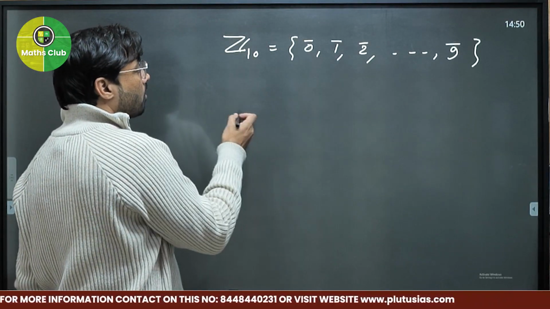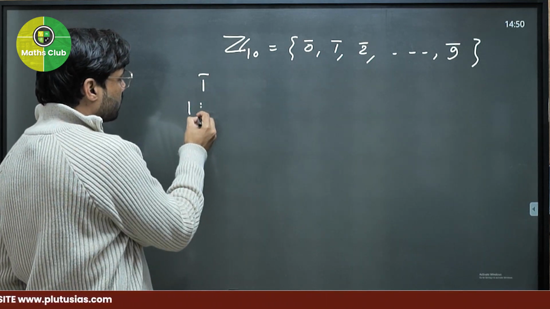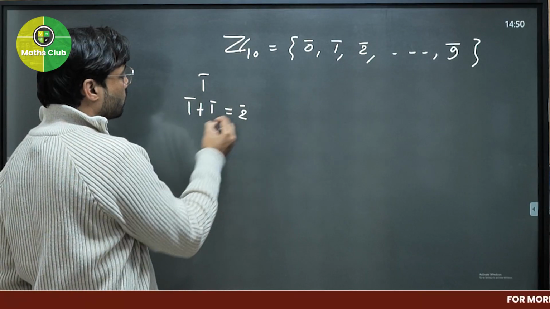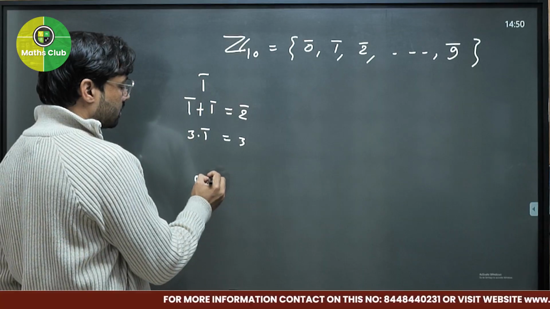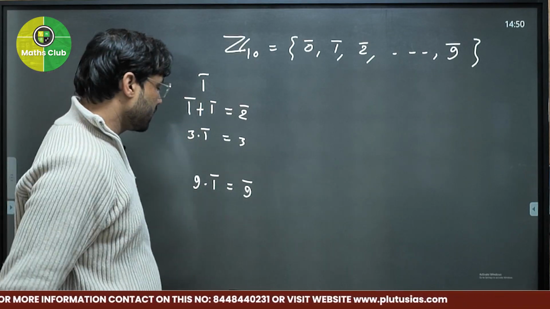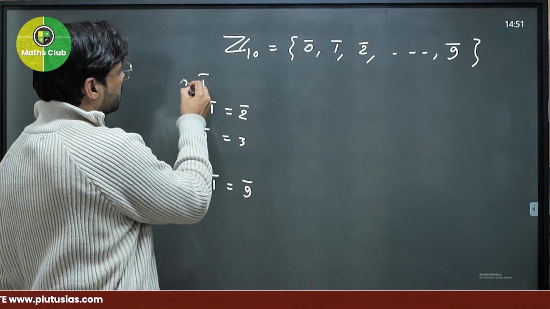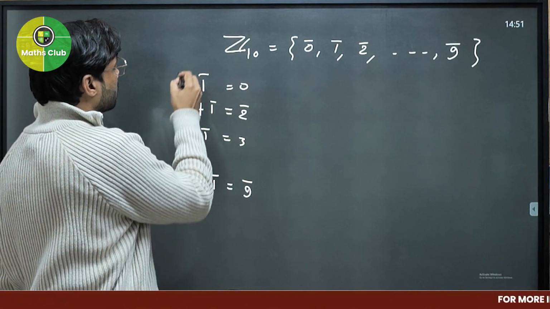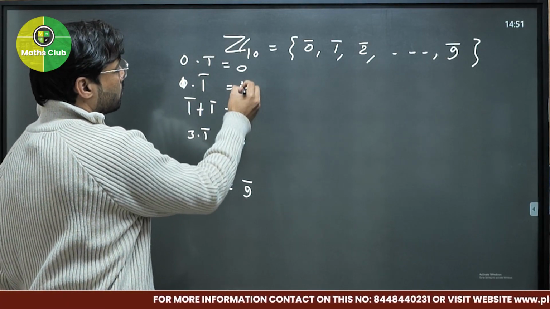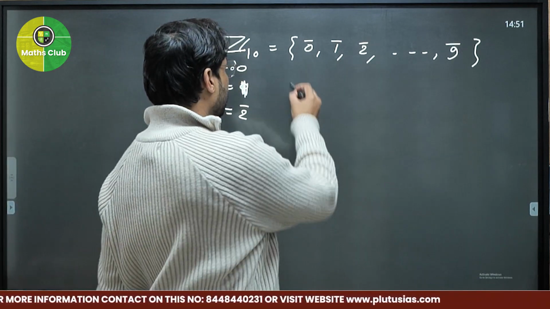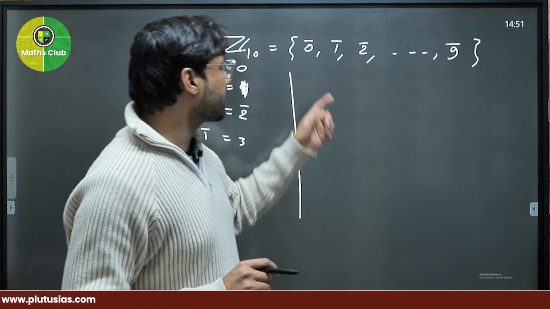Now check 1. If you add 1 two times, you get 2 bar; 3 times, 3 bar, and so on; 9 times, 9 bar, and 10 times again 0. So 0 times is 0 bar, and 1 times is 1. So 1 is a generator of this group. With respect to 1 alone we can write every element of this group.